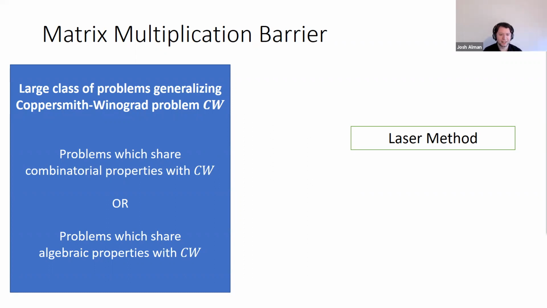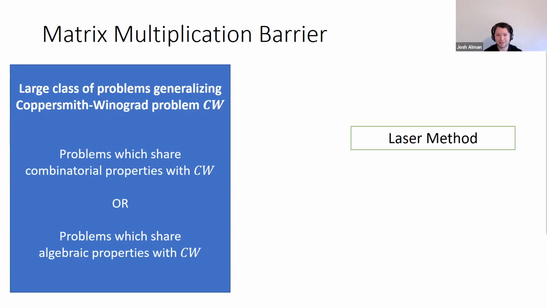And it also includes problems that share algebraic properties with Coppersmith-Winograd, like problems which can be degenerated from tensors that come from certain algebraic structures and things like this. I won't get into too much detail about that. So there's sort of combinatorial and algebraic properties that this CW problem has, and we define this large class of problems that share any of these properties with the CW problem. Okay, that's the first class.